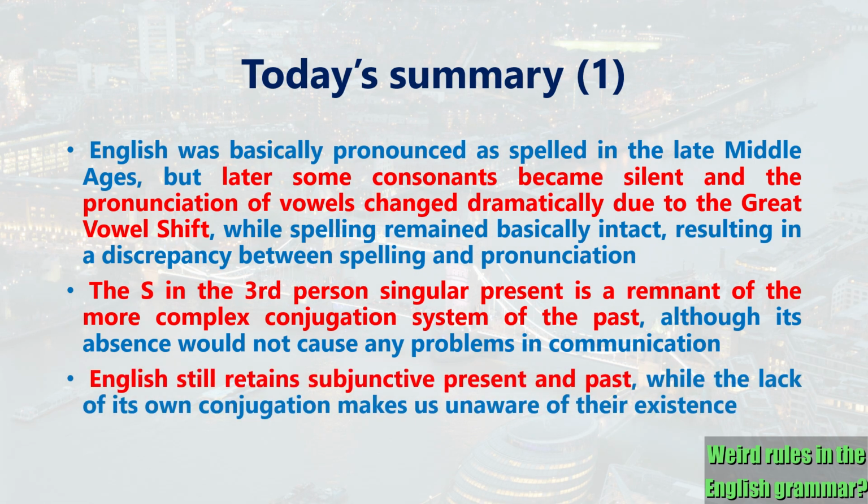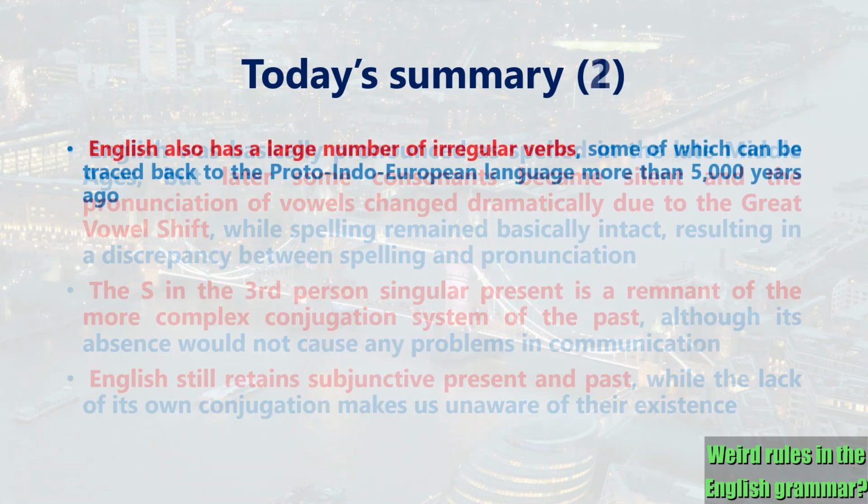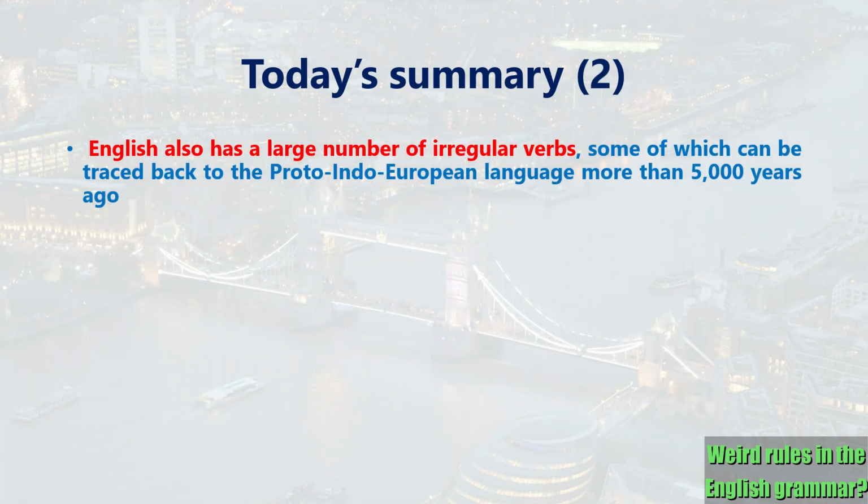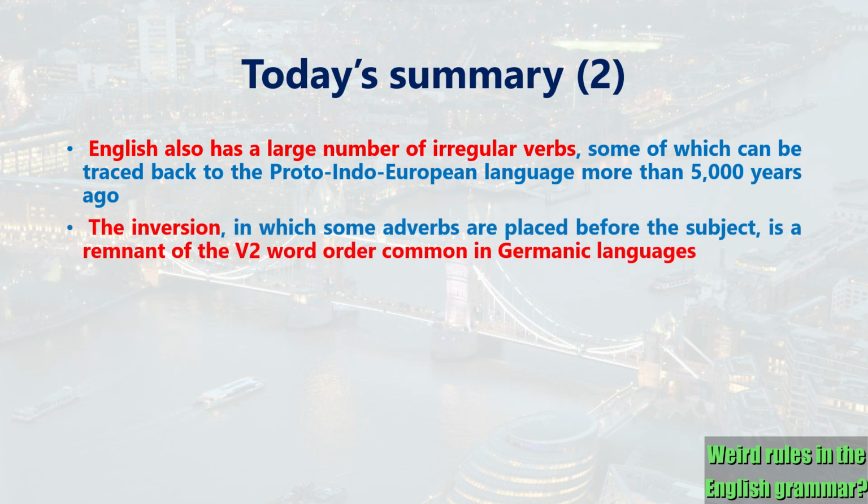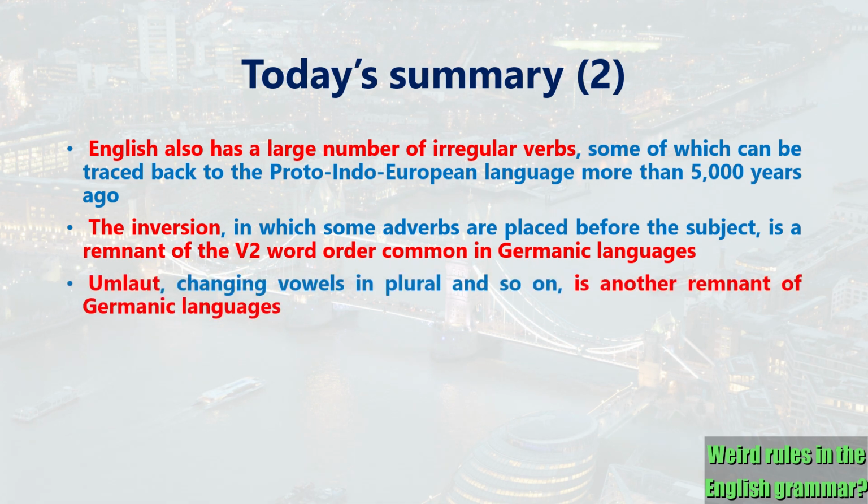3. English still retains subjunctive present and past, while the lack of its own conjugation makes us unaware of their existence. 4. English also has a large number of irregular verbs, some of which can be traced back to the Proto-Indo-European language more than 5,000 years ago. 5. The inversion, in which some adverbs are placed before the subject, is a remnant of the V2 word order common in Germanic languages. 6. Umlaut, changing vowels in plural and so on, is another remnant of Germanic languages.